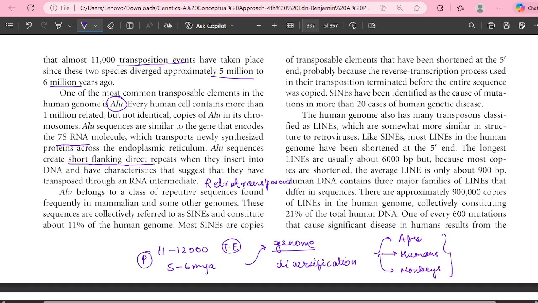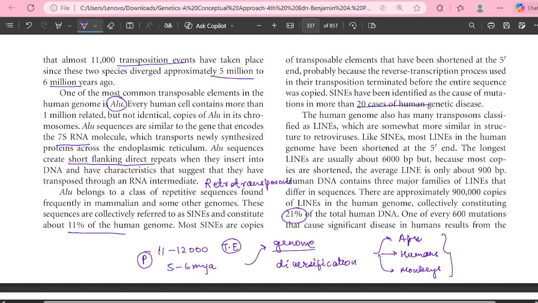So these ALU belong to the class of repetitive sequences, and they are found in mammalian genomes. These are collectively called SINE, which refers to short interspersed nuclear elements, and they comprise approximately 11% of the human genome, and they have been responsible for approximately 20 human genetic diseases. There is another class of such genetic sequences called long interspersed nuclear elements, or LINE, and they comprise approximately 21% of human DNA, ALU being part of SINE.